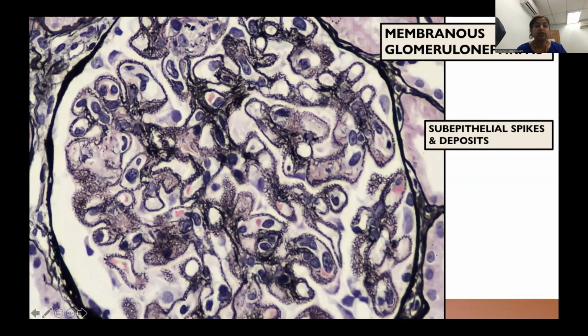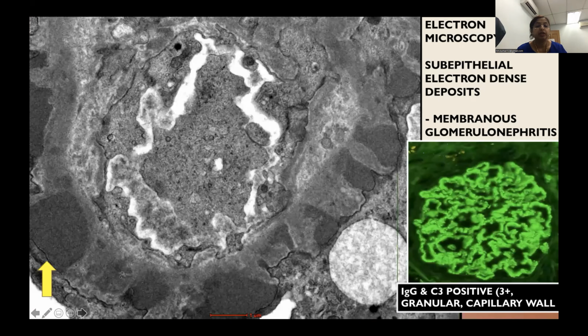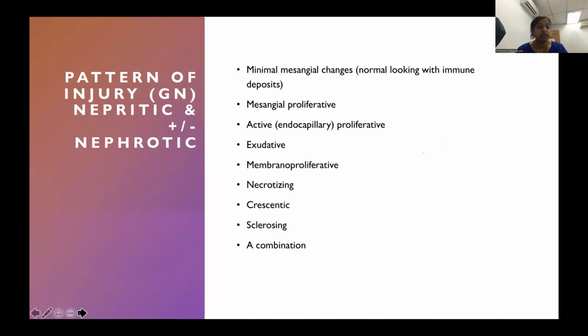So the silver stain will help you enhance the beautiful subepithelial spikes and membrane irregularity that you see over here, and clearly demonstrate the subepithelial spikes and deposits. You can also do EM if it is available. This is how they look like in subepithelial deposits over here. So you can see large chunks of them. And for IF, if it is typical primary membranous, it will be like this, granular positivity for IgG and C3. So these are some of the lesions that you see.